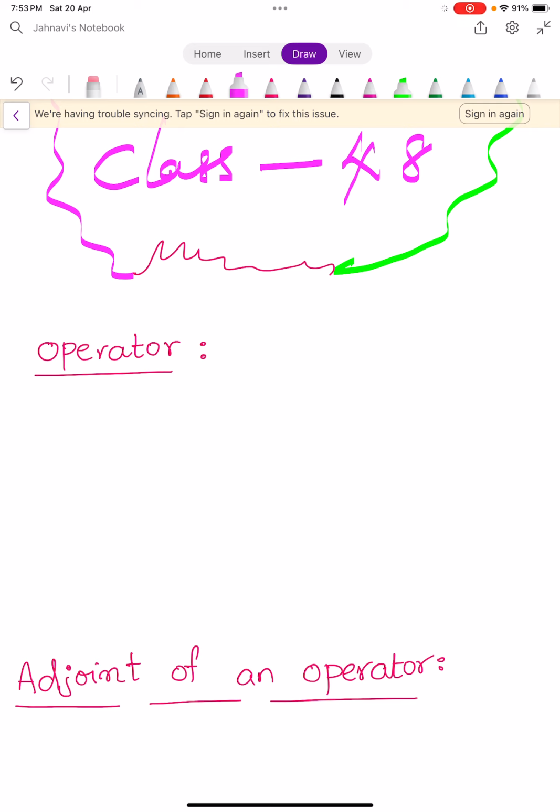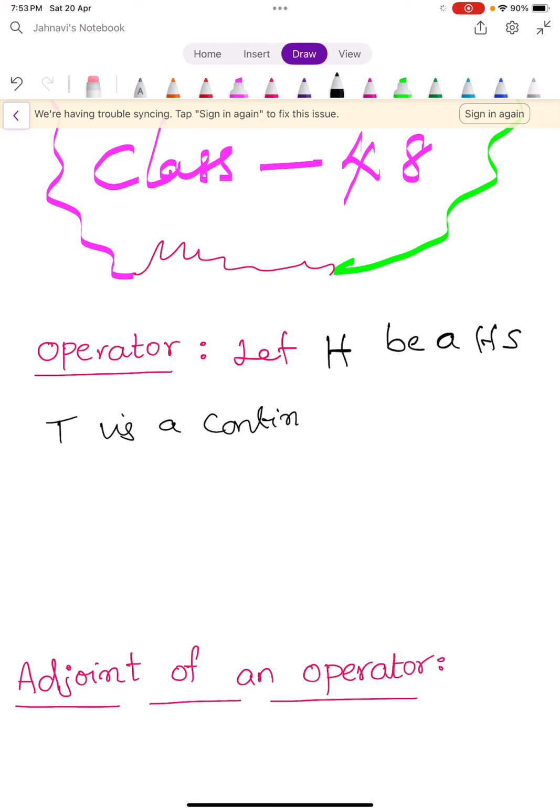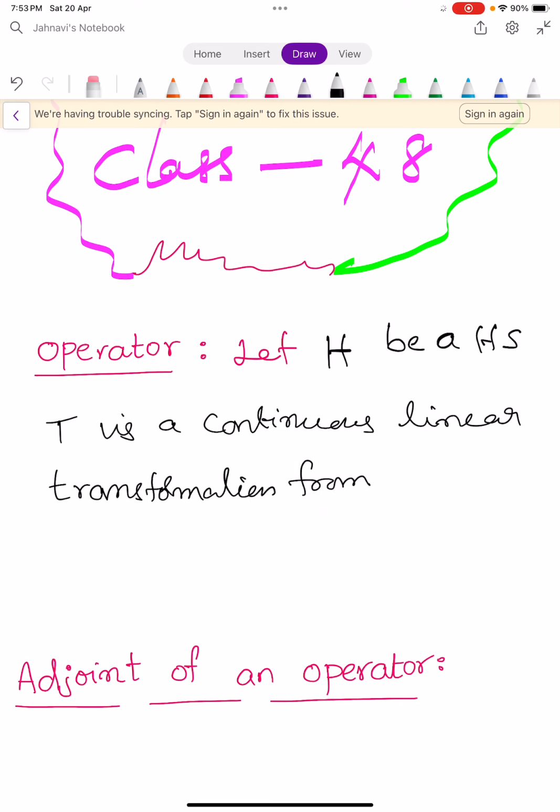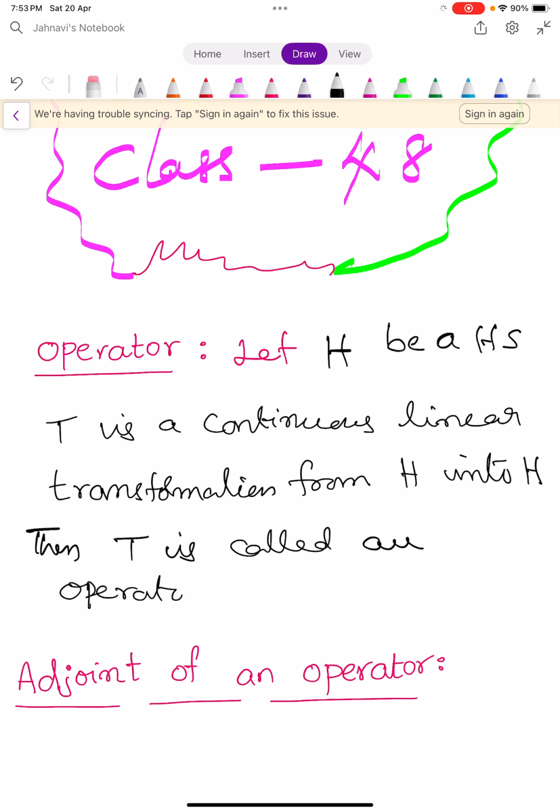Operator. Let capital H be a Hilbert space, and T is a continuous linear transformation from capital H into capital H. Then T is called an operator on a Hilbert space capital H.